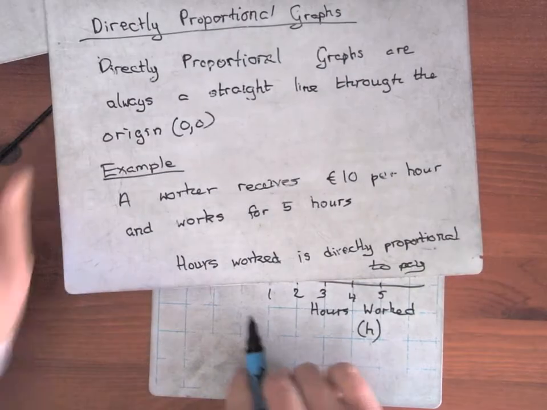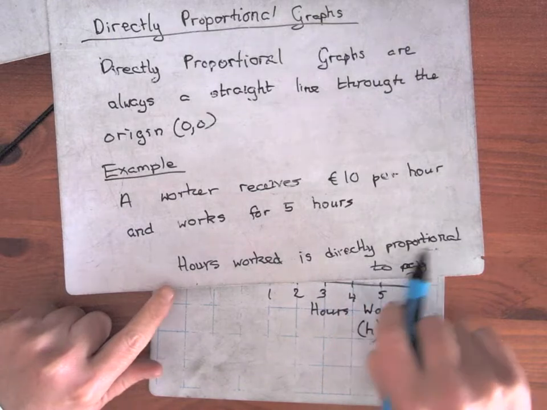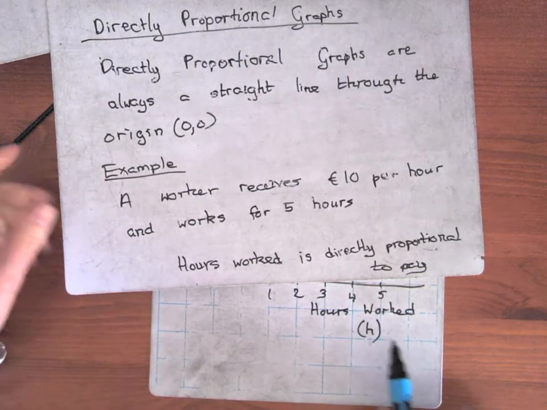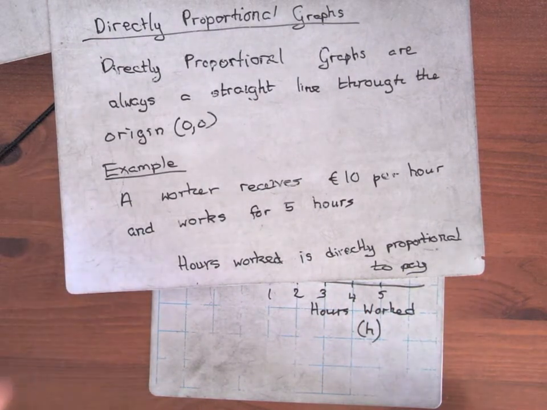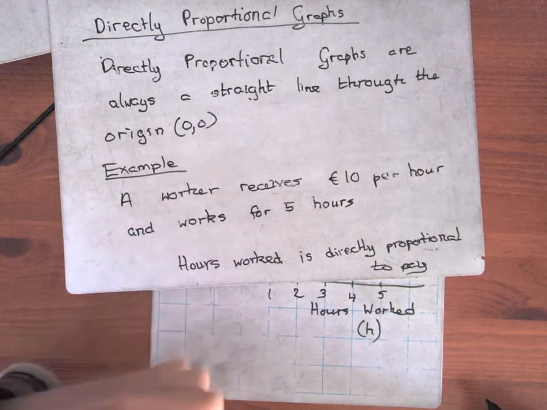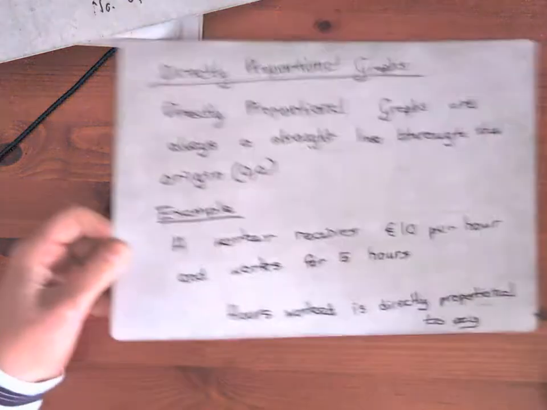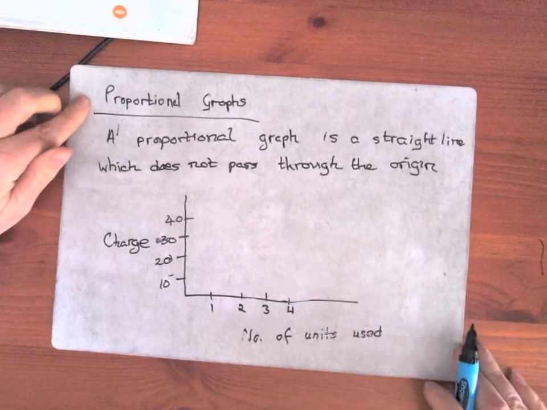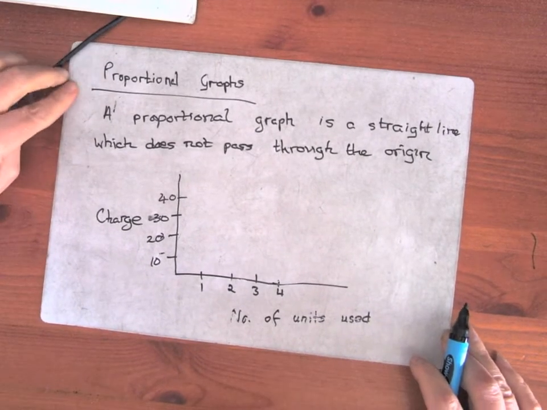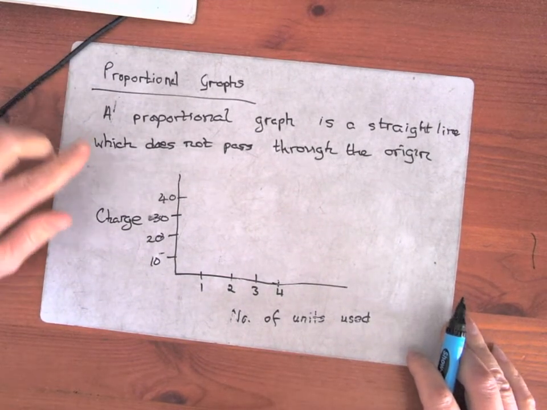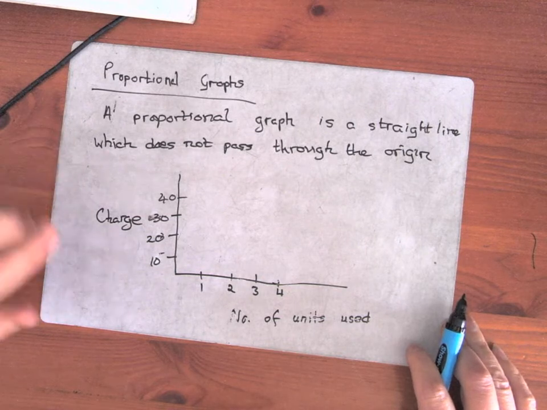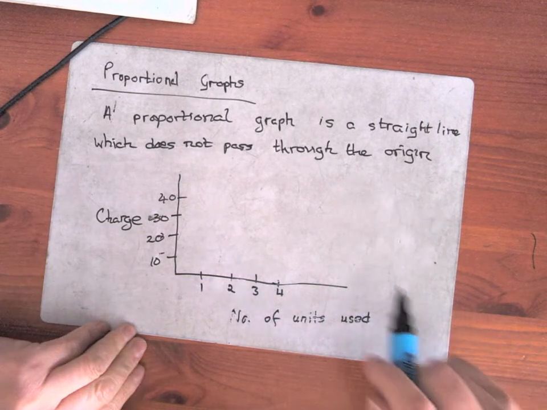So what we can say is the hours worked is directly proportional to pay. Directly proportional means as one quantity goes up the other one goes up, and they both go up in proportion, and if it goes through the origin we say it's directly proportional. If the graph does not go through the origin but still gives us a straight line, we call it a proportional graph. A proportional graph is a straight line which does not pass through the origin.